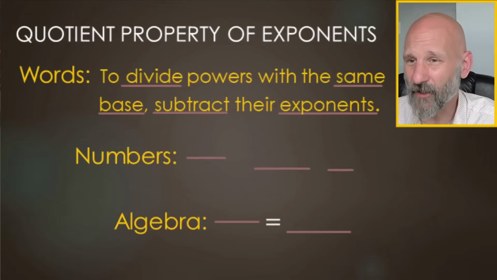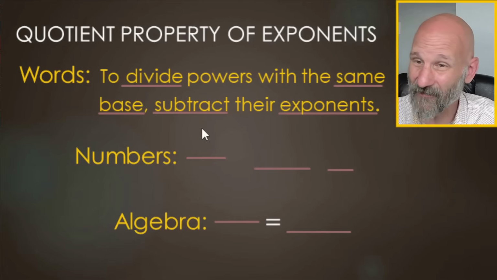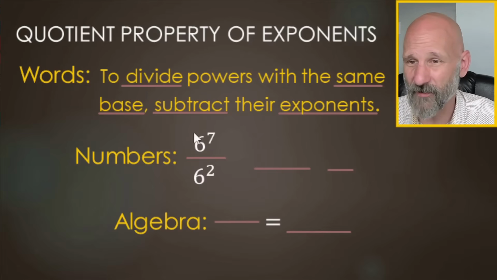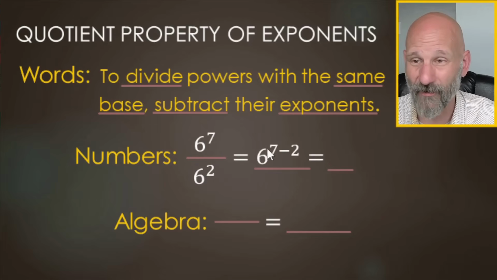Couple of examples here, and remember to divide the powers with the same base, you've got to have the same base, you subtract their exponents. So here's an example with numbers, 6 to the 7th over 6 squared. We're going to subtract those exponents, so we're going to do 7 minus 2, and that's going to make a 5. So 6 to the 5th would be the answer to this example here.